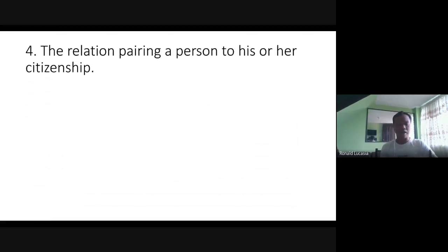Let's have the second to the last. The relation pairing a person to his or her citizenship. Is it a one-to-one function or not? May tao ba na dalawa ang kanyang citizenship? Oh, it's not one-to-one daw. Majority answered it's not one-to-one.